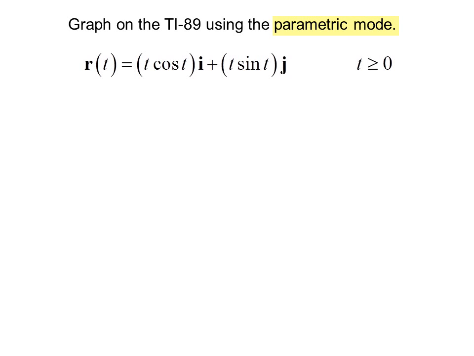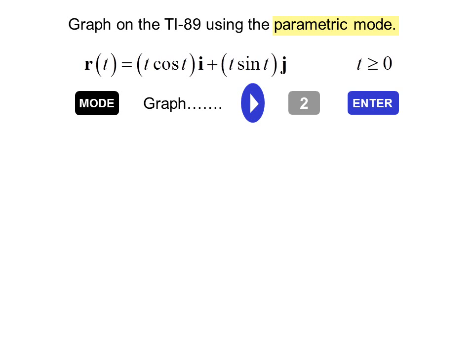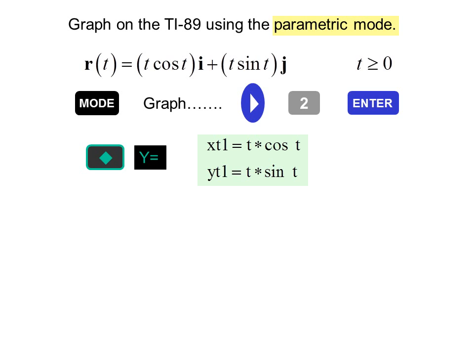Let's try graphing on the TI-89 using the parametric mode. We'll graph r of t equals t cosine t i plus t sine t j, where t is greater than or equal to 0. First, we change the graphing mode to parametric. Then we press diamond y equal to enter the parametric equations: xt1 equals t times cosine t, yt1 equals t times sine t, and we press enter.